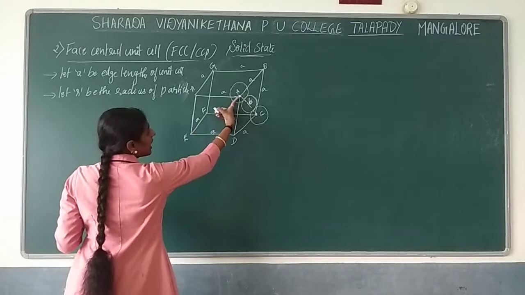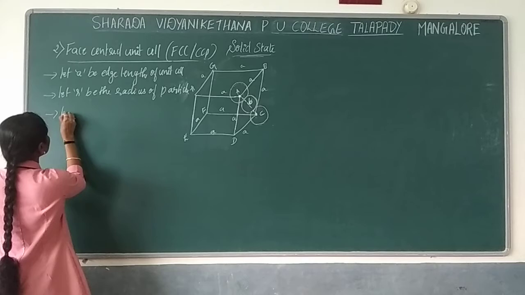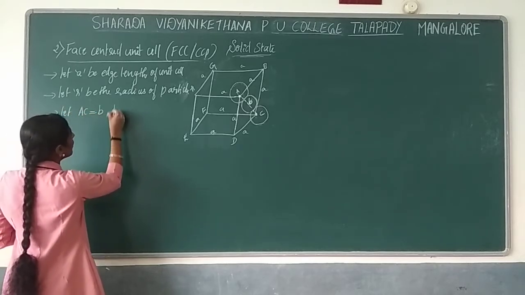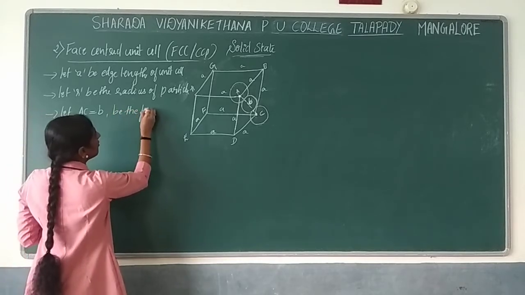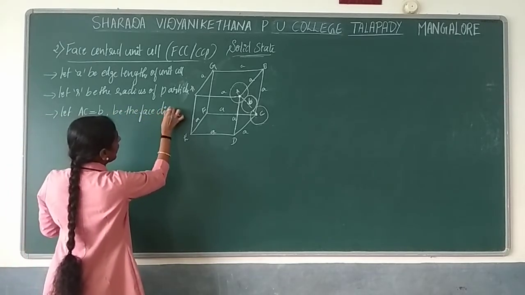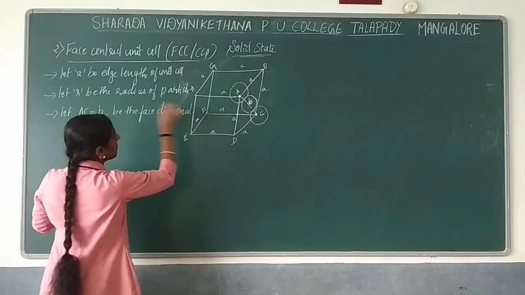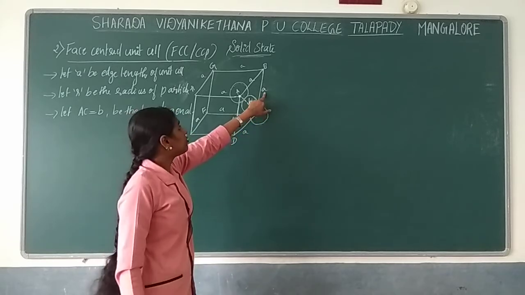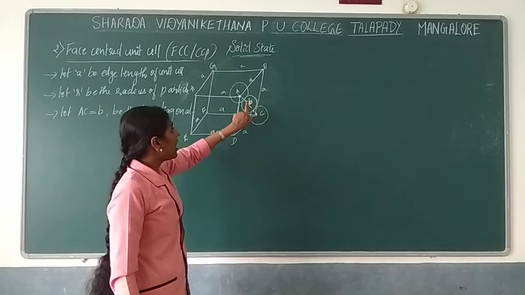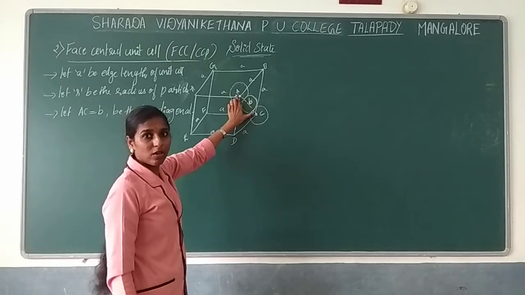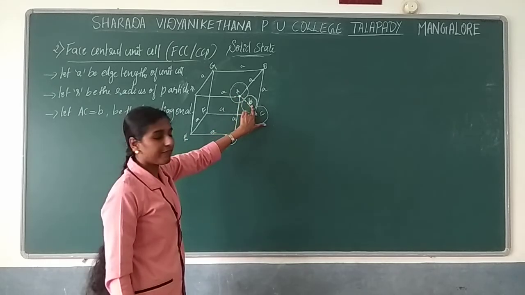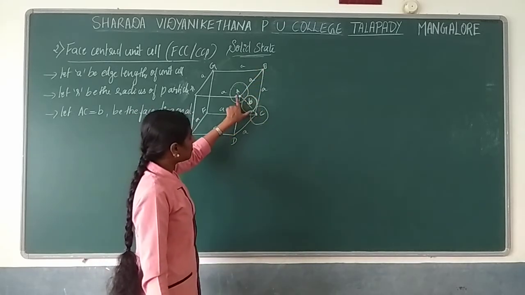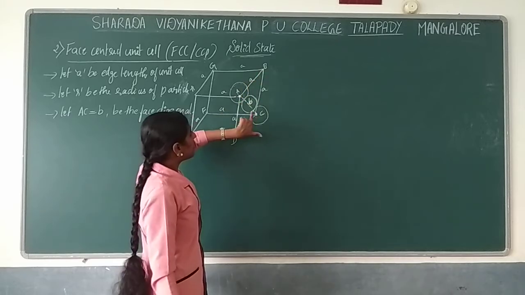So what is the face diagonal AC? Let AC equal b be the face diagonal. Okay. So first, to denote the relation between a as well as r, I should know the value of b. I should find the value of b first. So what I'll do is take a triangle, and by using the triangle I'll find it.